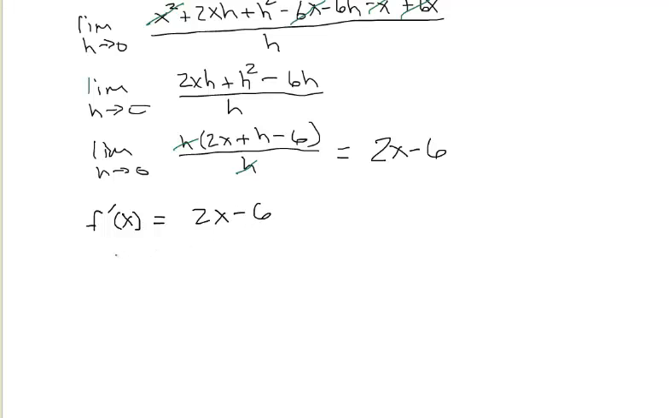And now we want to evaluate this derivative at 2. f prime of 2 is equal to 2 times 2 minus 6. And 4 minus 6 leaves us with negative 2. So at this point, at the value x is equal to 2, the slope of our tangent line is equal to negative 2. And we found that by taking the general derivative and then plugging 2 in afterwards.